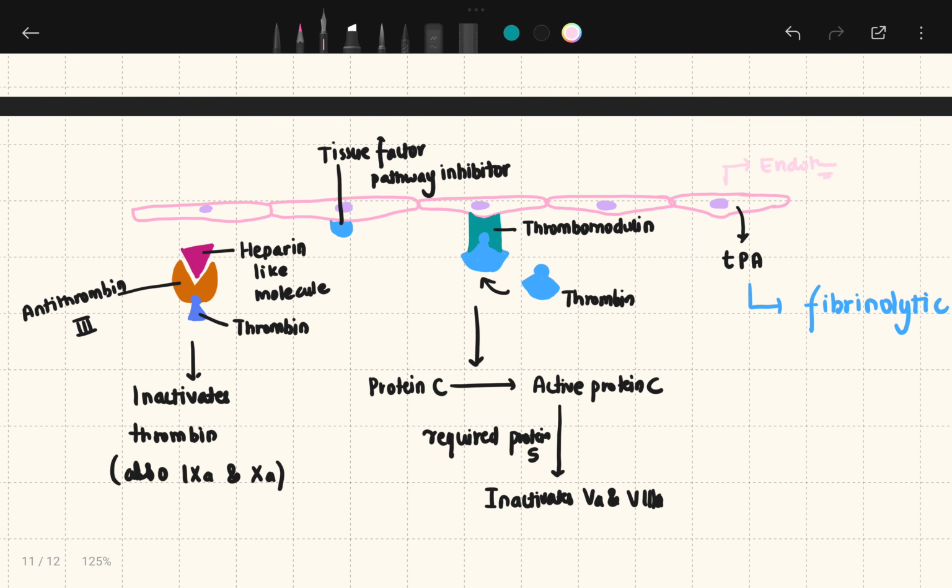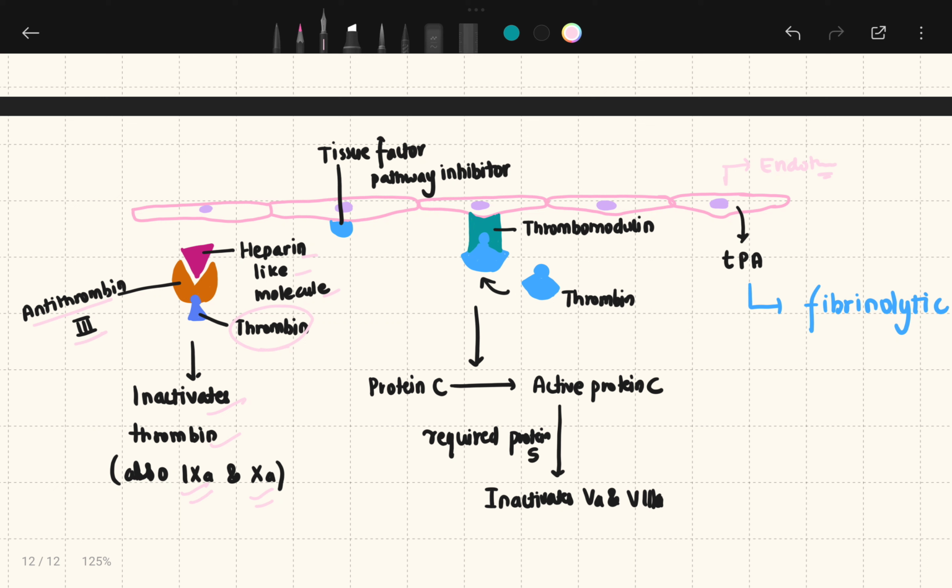So here you can see that endothelium releases heparin like molecules. These heparin like molecules are going to bind with antithrombin III. Antithrombin III in turn binds with the thrombin and inactivates the thrombin. Along with thrombin, it also inhibits factor IXa and Xa. Xa we know is the Stuart-Prower factor. These factors play a role in the coagulation cascade, right? So they are inhibiting these factors and thereby inhibiting the coagulation itself.